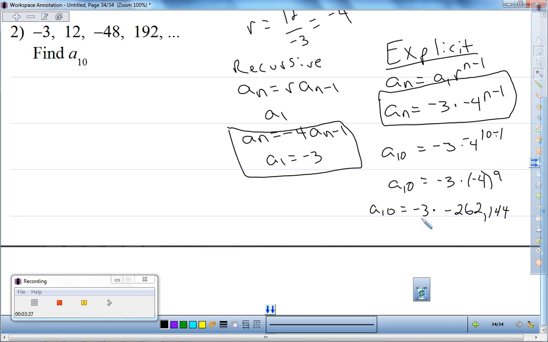So we end up with a sub 10 is equal to 786,432. So as you can see from our examples, with geometric sequences, the terms can get really large or really small in a relatively quick amount of time. But again, now we found the explicit formula, the recursive formula, and then a term in the sequence.